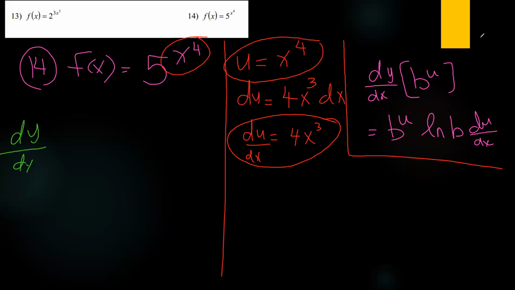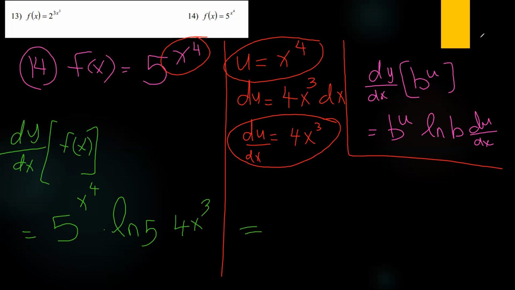So dy over dx for f of x for this function up here will be b to the power u. Where is b? It is 5. So I write it as 5 raised to the power x to the power 4 times ln b. Where is b? It's also 5. So 5 to the power x to the power 4 times ln 5 times du over dx. Now where is du over dx? 4x cubic. Bravo. So we can rewrite it as 4x cubic ln 5 times 5 to the power x to the power 4.